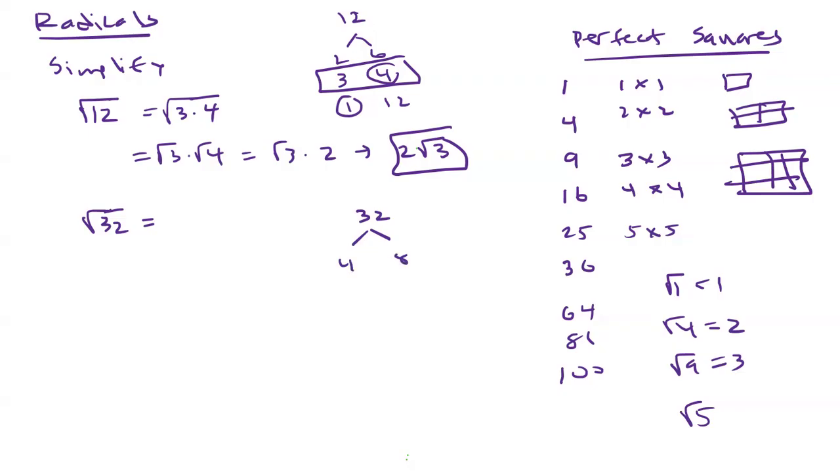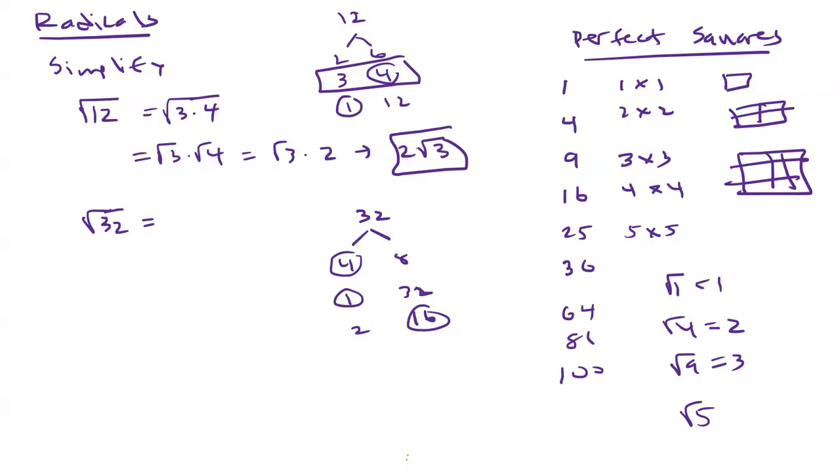Say it again, I'm sorry. 2 and 16. 2 and 16. Good. Okay, anything else? I think that's it, right? So again, we got a couple of perfect squares, right? We got 4 here, we got 1 here, we got 16 here.